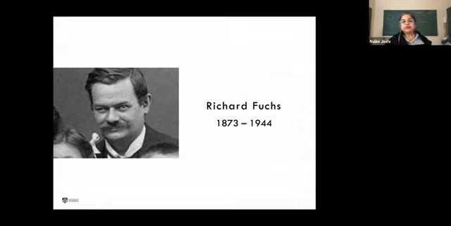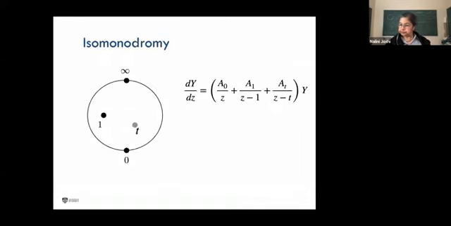Richard was Lazarus Fuchs's son, and Lazarus Fuchs was the guy for whom we name regular singular points as Fuchsian singularities. And what Richard Fuchs did was to study an extension of the kind of problems that his father had studied. And that was to look at linear differential equations with regular singular points. But where, for example, the hypergeometric case has 3 regular singularities, he extended that to 4 regular singularities.